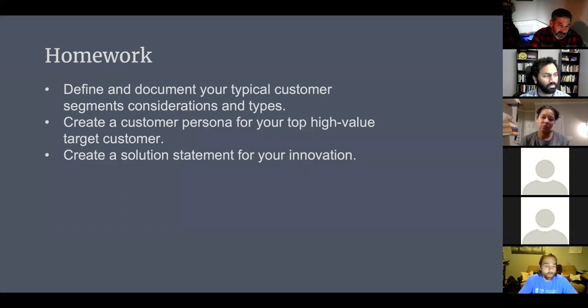I want you to create one customer persona for your top high value target customer. So whether that's a young baby between the ages of 0 and 12 months or 15 months, whatever it is, or it's college students between the ages of 18 and 25, or it's individuals retired between the ages of 65 and 75, whatever it is, build me a customer persona of what your typical top high value target customer or customer group is. And then create a solution statement.